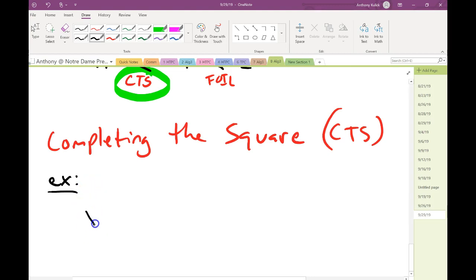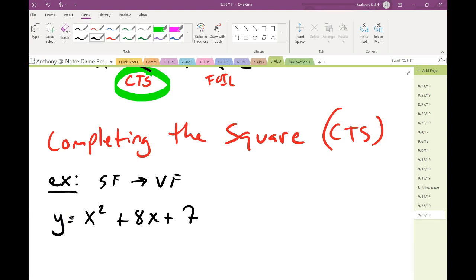So let's say we want to take this standard form equation and put it into vertex form. And let's say we have y equals x squared plus 8x plus 7. That's our standard form equation.